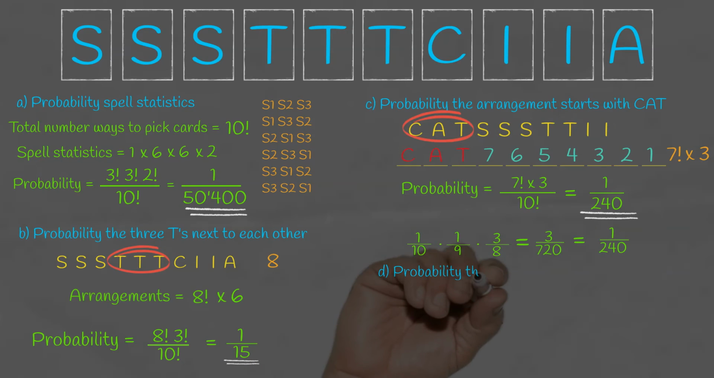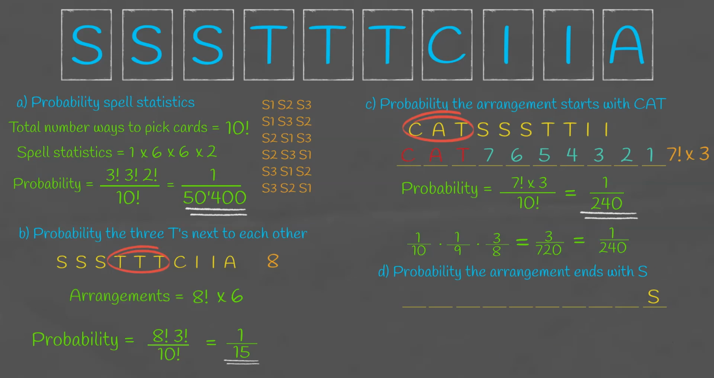Next, we're asked to work out the probability that the arrangement ends in an S. So if we write all the spaces down for the 10 letters and place an S at the very last letter, we can see that there were 9 other letters to arrange, so that's 9 factorial, but there are 3 ways to arrange the S, so we have to times that by 3. So the probability is going to be 9 factorial times by 3 divided by 10 factorial, or 3 over 10.